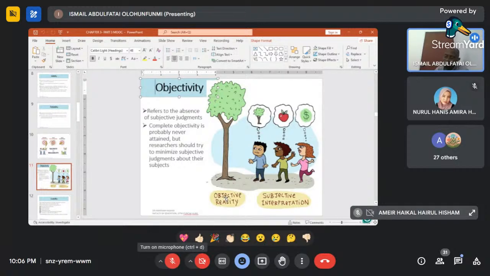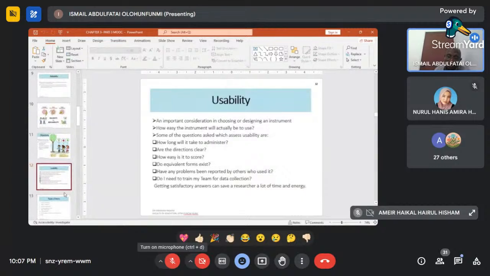So as a result of that, your instrument must also be objective, meaning that it must measure the reality, that thing you are trying to measure, what it should measure. It does not care about people's interpretation. So that is it. Then the next one is usability.